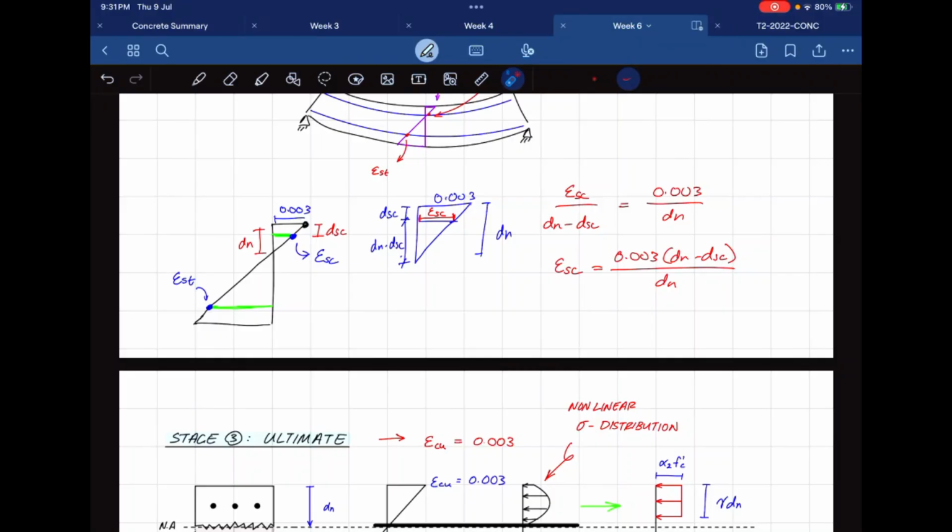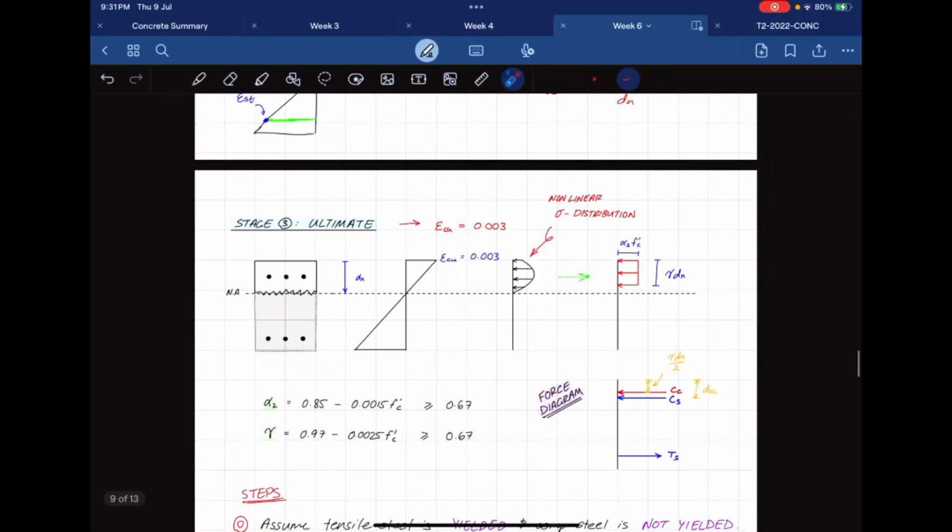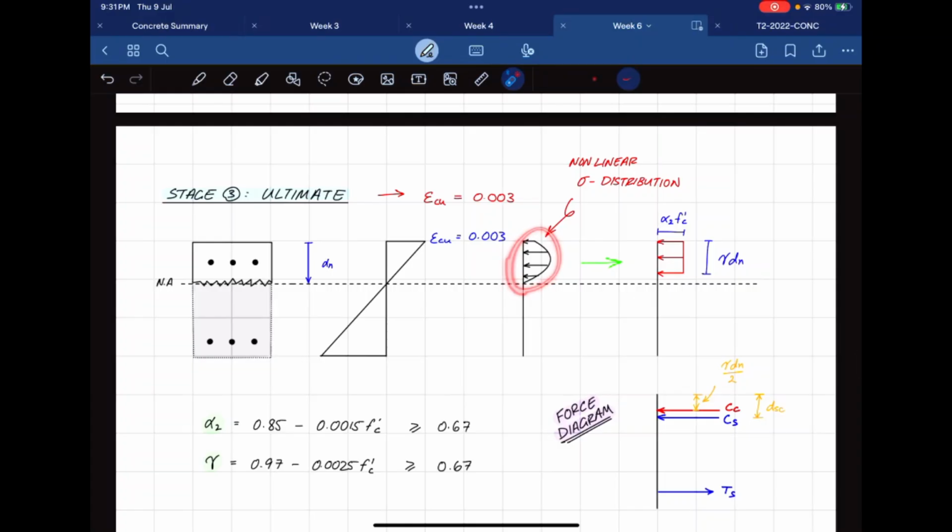Okay, cool. Ultimate stage. Let's look at it. As I said earlier, we've got a nonlinear distribution. Some researcher, I'm pretty sure it might be my supervisor, or maybe one of his friends, I remember in 2018, in the new revision of AS 3600, they introduced something called the rectangular stress block.